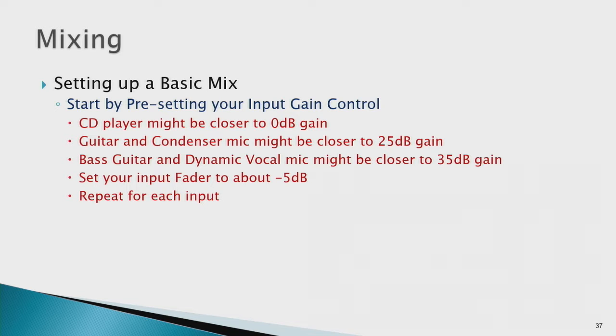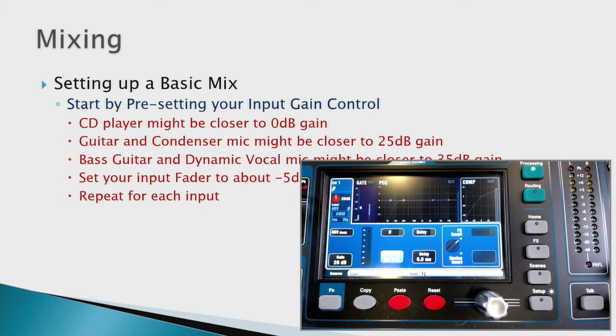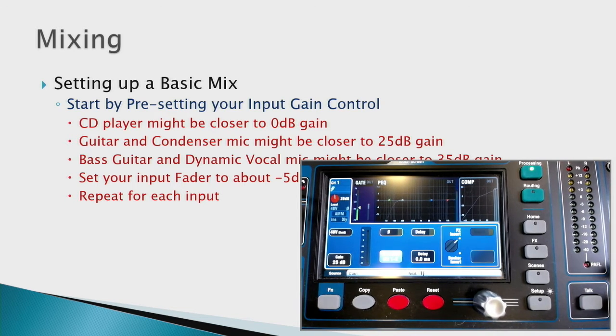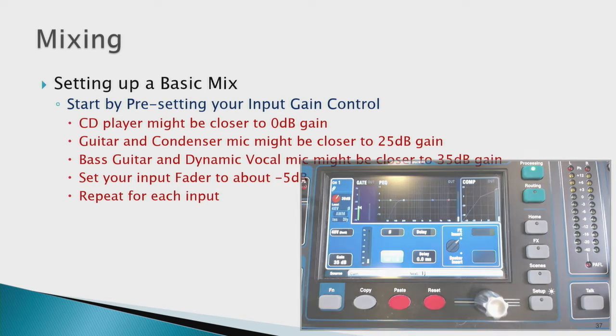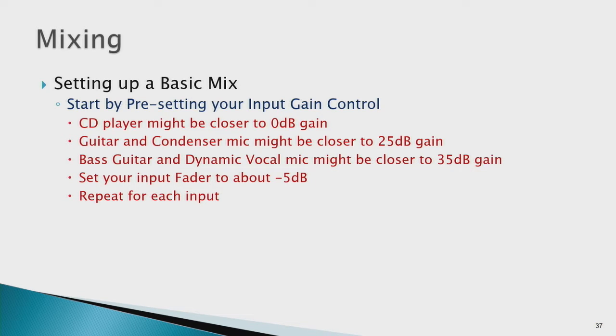Okay, now if I had a bass guitar or I had a dynamic vocal mic, I might want that closer to 35. And in this particular case, what I'm going to be looking at, or using, is my dynamic microphone. So I'm going to want to change this to 35 to start off with. So I'm going to place that at 35. And I'm going to set my input fader to about -5.